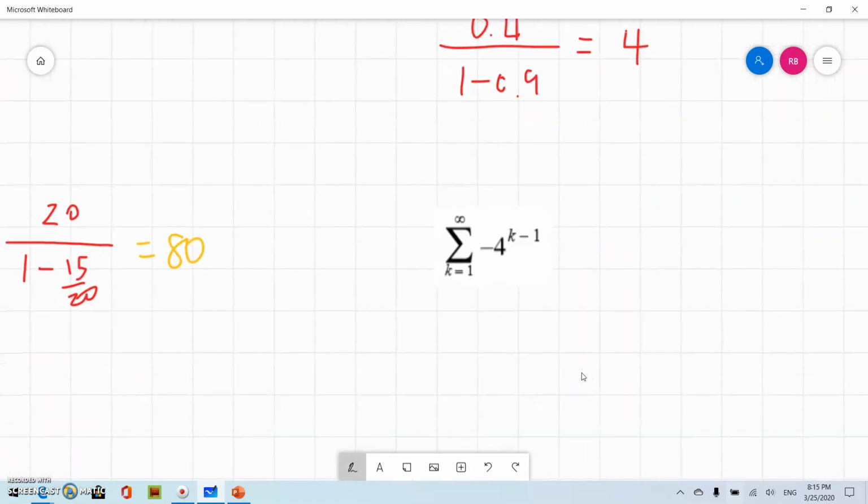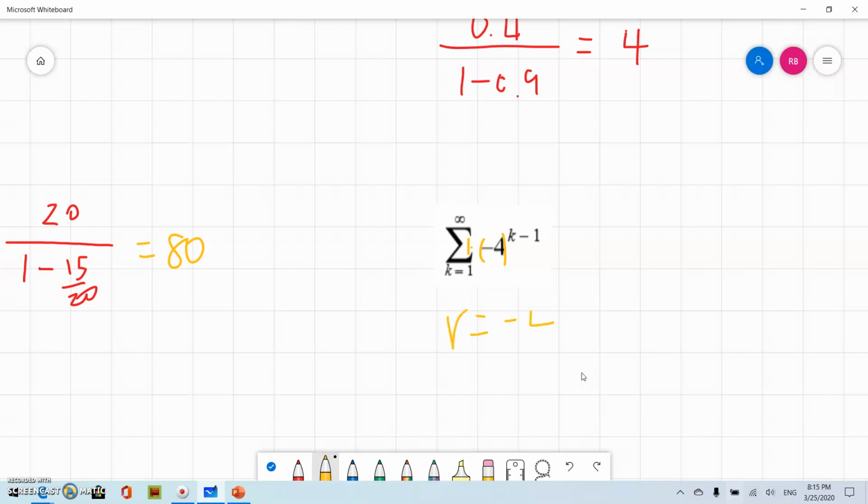Last one. This one, unfortunately, what you're not seeing is that there is 1 in front of it, right? So the first term is 1. But the R is -4. The absolute value of -4 is not less than 1. So therefore, the sum does not exist. And that's it for today.